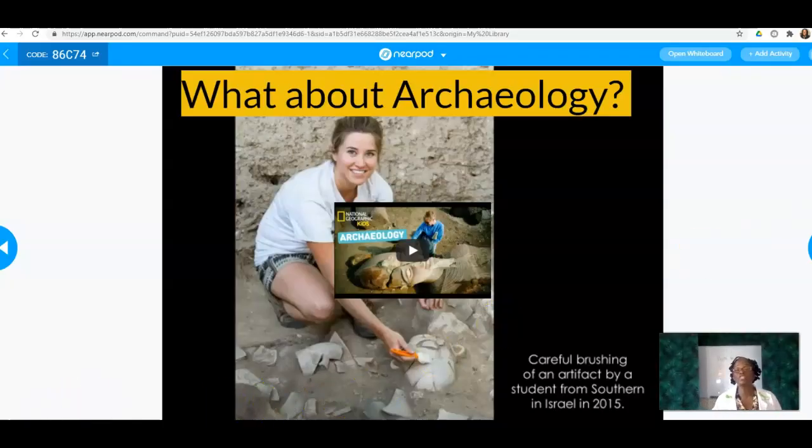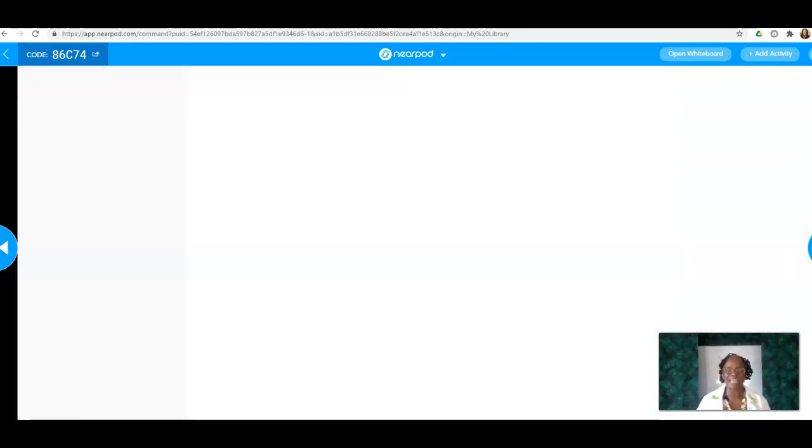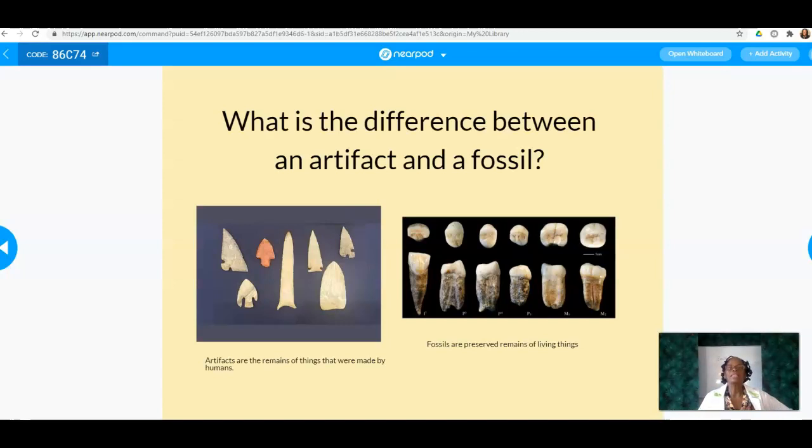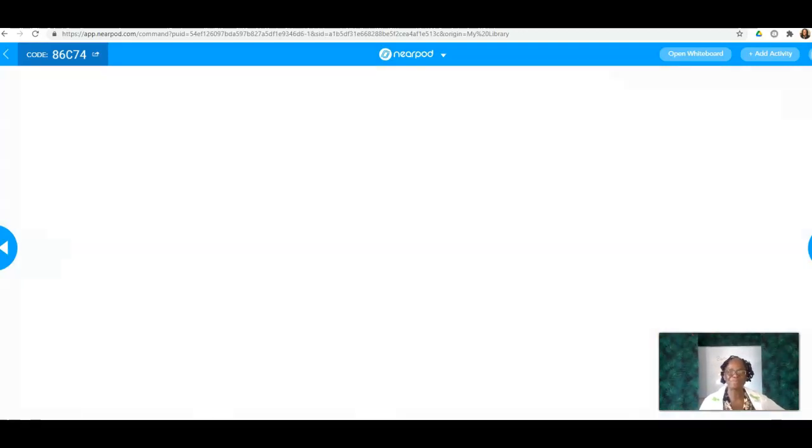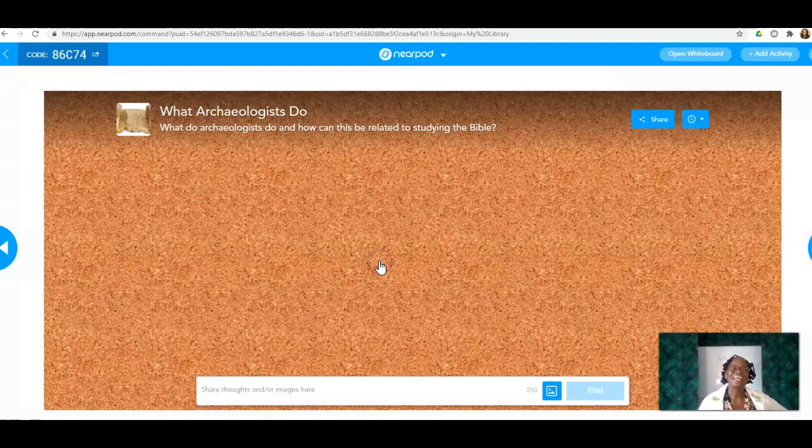So you can use as much or as little of that as you want, and there are so many others available on YouTube or on the National Geographic Kids website. Then you ask students, you compare different pictures, or if you actually have the artifacts themselves, you can show them. If you have the fossils themselves, you can have the students analyze and say, yes, this was an artifact because, this is a fossil because, and make sure they know the difference between the two. And then on this collaboration board, you ask the students, what do archaeologists do and how can this be related to studying the Bible? So now we go back to our encounter unit.